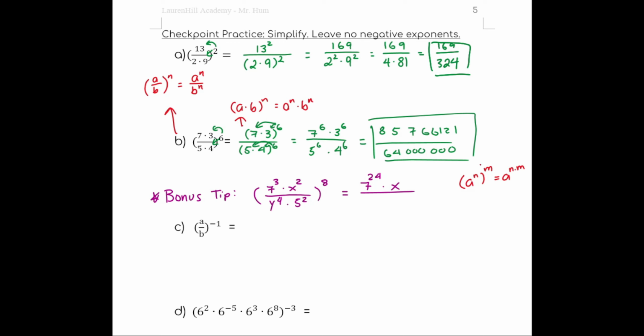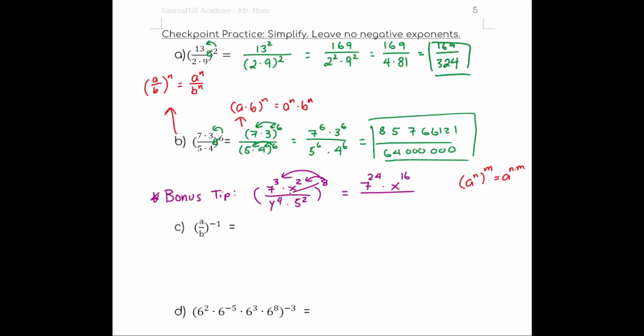So (a^n)^m equals a^(n times m). So (7^3)^8 is 7 to the 3 times 8, which is 24. Same idea here. I've got (x^2)^8, so that's going to give me 2 times 8, which is 16.